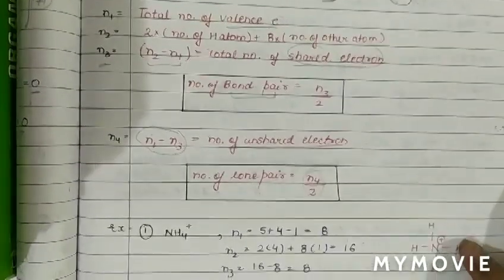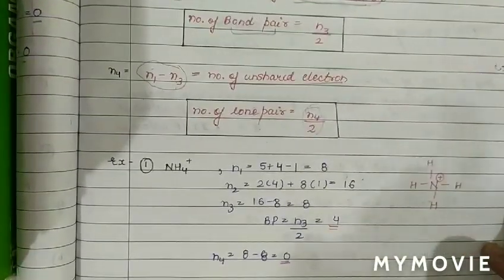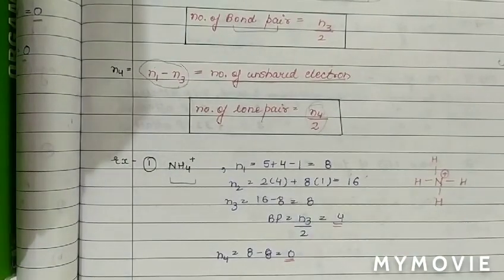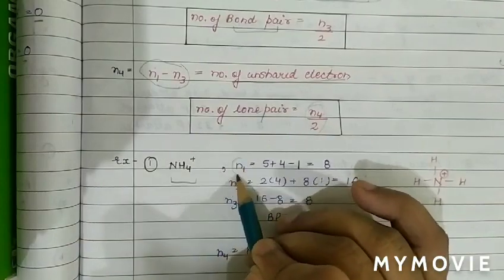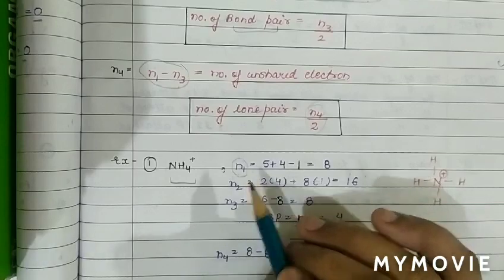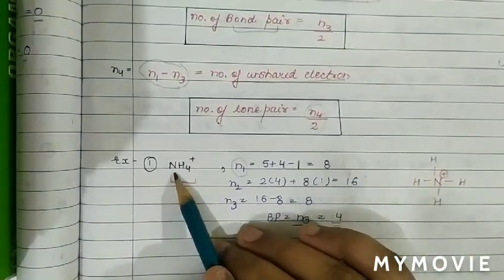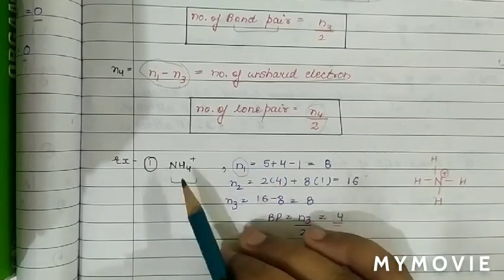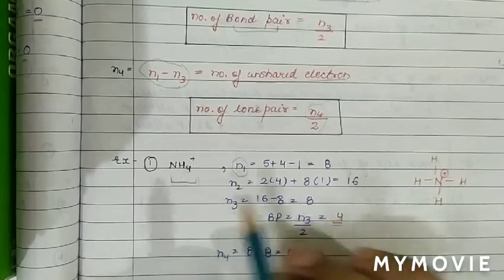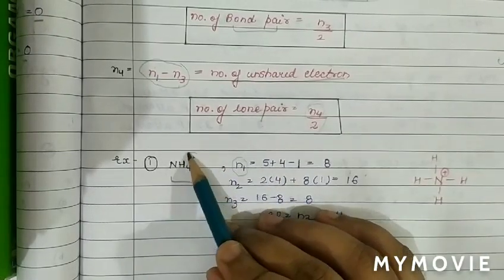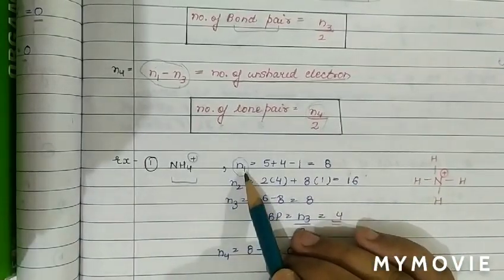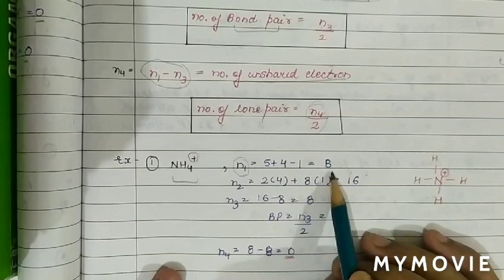The first compound we are discussing is NH4 positive, the ammonium ion. For the ammonium ion we will calculate N1 first. N1 is the number of valence electrons. The number of valence electrons in a nitrogen atom is 5. As hydrogen is group 1, its valence electron is 1, so 1 into 4. As a plus 1 charge is present, we subtract 1 from the valence electrons. So the valence electrons in NH4 plus is 8.